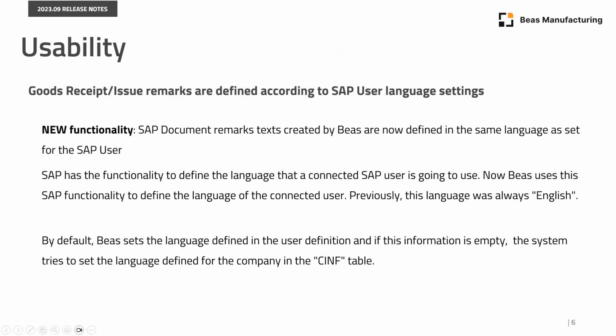SAP document remarks text created by Beas are now defined in the same language as set for the SAP user. SAP has the functionality to define the language that a connected SAP user is going to use. Now Beas uses SAP functionality to define the language of the connected user. Previously, this language was always English. By default, Beas sets the language defined in the user definition, and if this information is empty, the system tries to set the language defined for the company in the company info table.